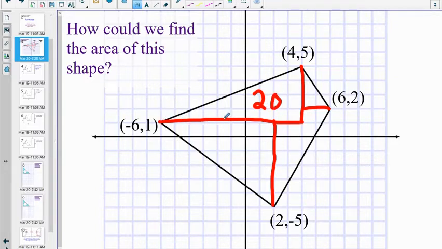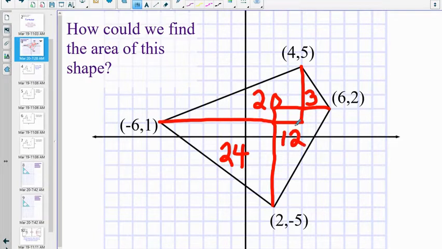This one has a base of 8 and a height of 6. So 8 times 6 is 48, divided by 2 is 24. This little triangle over here has a base of 2 and a height of 3. 3 times 2 is 6, divided by 2 is 3. And then the problem we have here is that this isn't quite a triangle. So I'm going to add on to this part here and give myself this triangle that has a base of 4 and a height of 6. 4 times 6 is 24. 24 divided by 2 is 12.